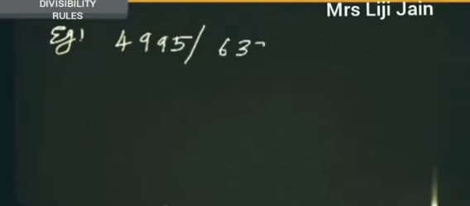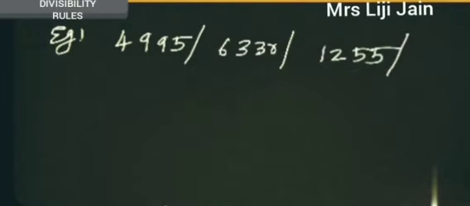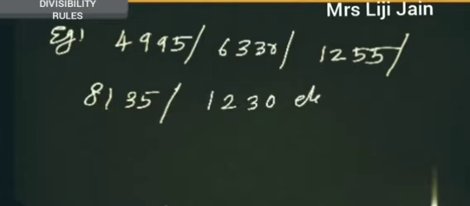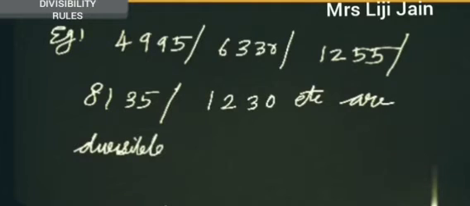Okay, right. Example. 4,995, 6,330, 1,255, 8,135, 1,230, etc. are what? Yes, divisible by 5. Okay, this is the rule of divisibility by 5.